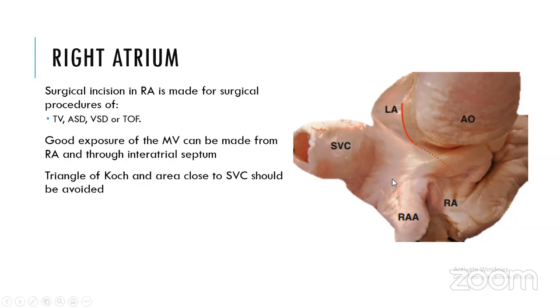Also during the procedure, as I've said before, the landmark triangle of Koch and the area anterior to the superior vena cava, close to the superior vena cava, should be taken care of. In the area surrounding the superior vena cava runs the sinoatrial node, SA node.